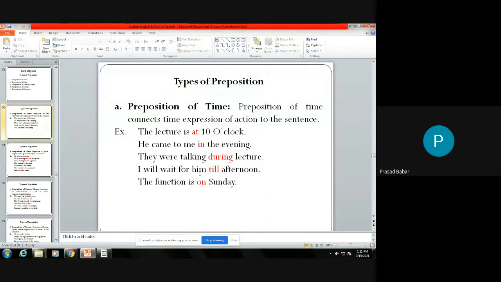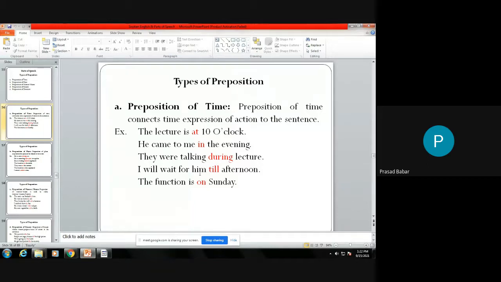This "at" here works as a preposition of time. Then the next example is: he came to me in the evening. If we say he came to me the evening, is it a proper sentence? No, it is not meaningful. We can't get any type of meaning through this sentence. That is why, to make a meaningful sentence, we generally use prepositions.